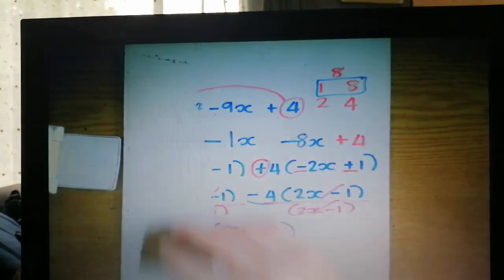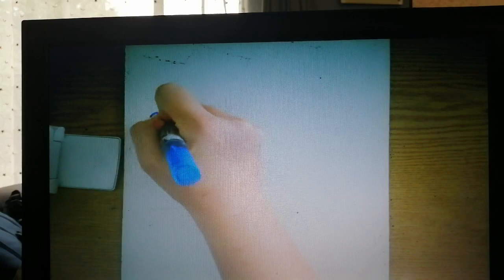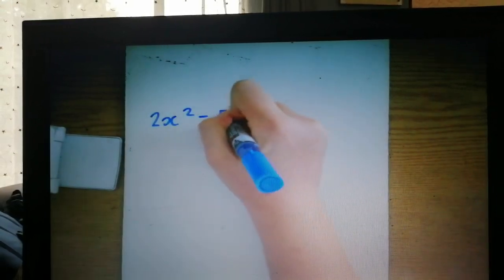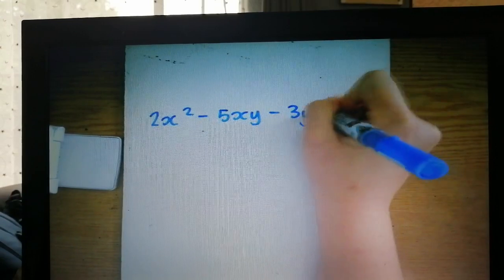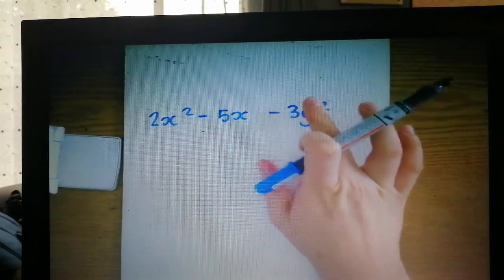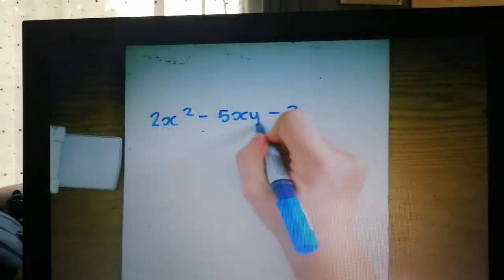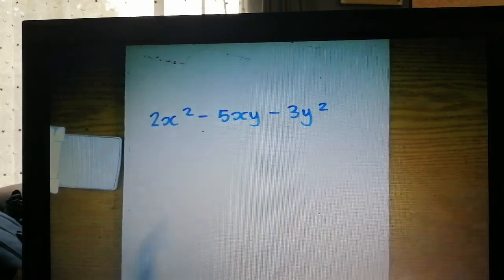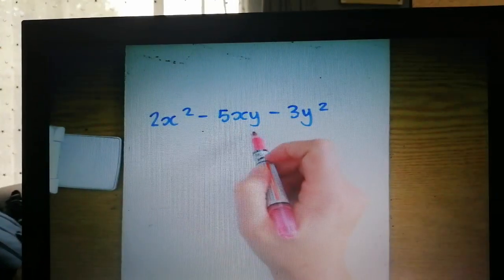Let's take a look at example 5. Example 5 tells me to factorize 2x squared minus 5xy minus 3y squared. So this looks different because previously we would have left that y out. But here we've added a y in. So let's see what happens. Doesn't act any differently. I need to break this up into two parts.